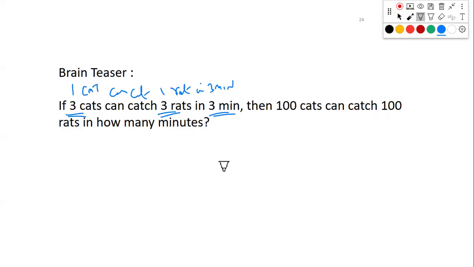One cat can catch one rat in 3 minutes. So three cats can catch three rats in 3 minutes. So 100 cats, the catching time is the same. Each one of them is catching one rat only. And to catch one rat, the cat is taking how many minutes? 3 minutes. So 100 cats can catch 100 rats in 3 minutes time only.